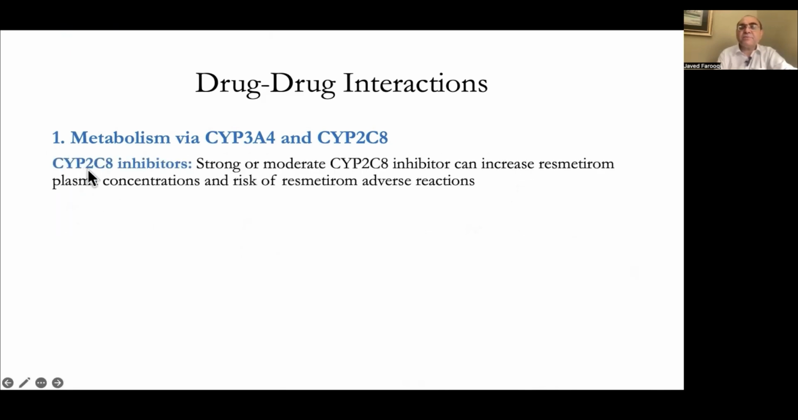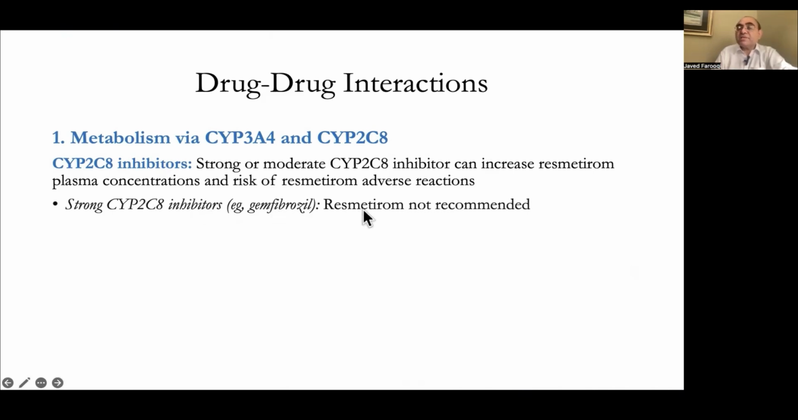Then the CYP2C8 inhibitors. Strong or moderate CYP2C8 inhibitors can increase resmetirom plasma concentration and risk of resmetirom adverse reactions. The strong CYP2C8 inhibitors like gemfibrozil: if the patient is using this drug, resmetirom is not recommended.